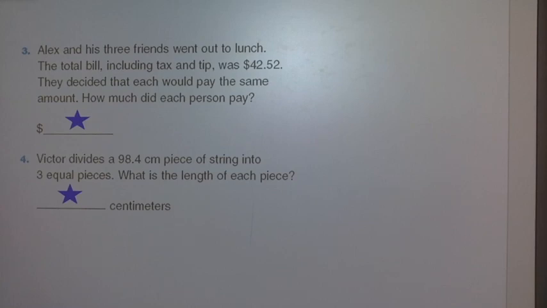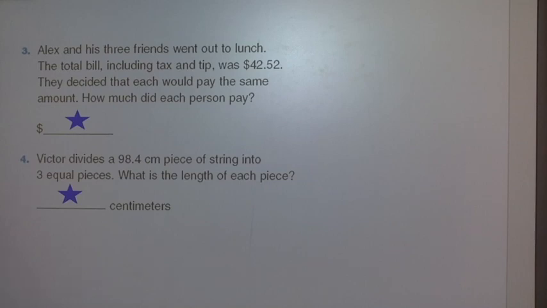Ooh, this one's trying to trick you. Alex and his 3 friends went out to lunch. So that means there's 4 kids. Don't let that trick you. The total bill, including tax and tip, was $42.52. They decided that each would pay the same amount. How much did each person pay?